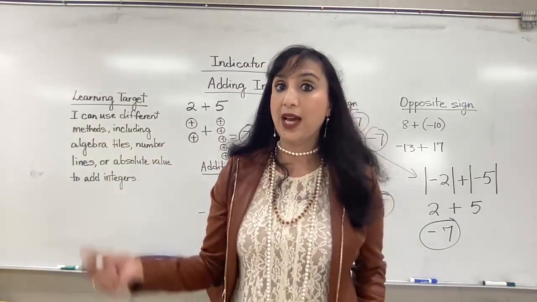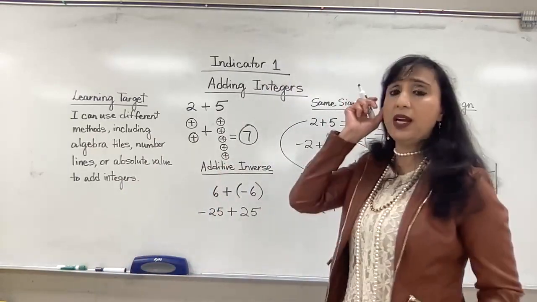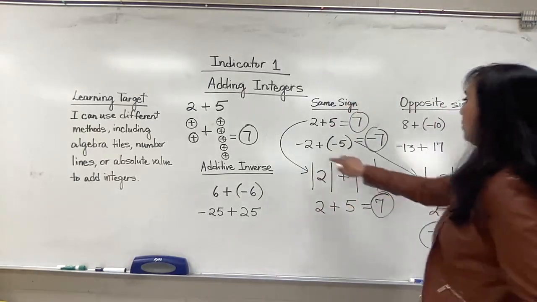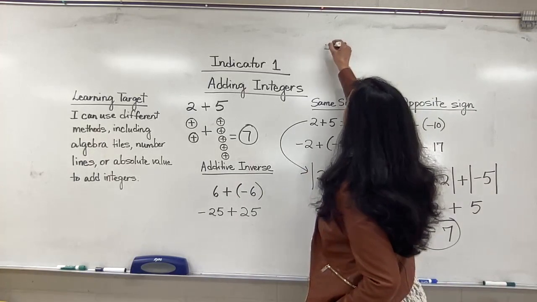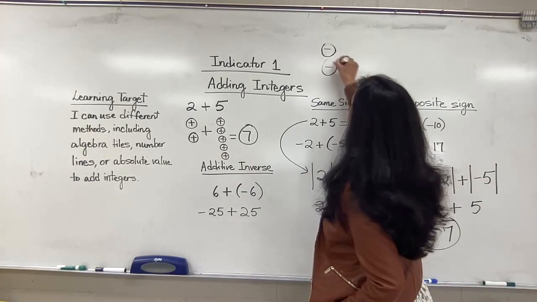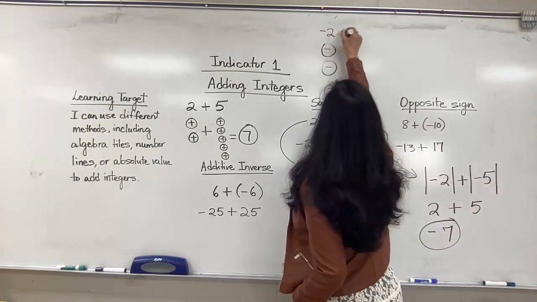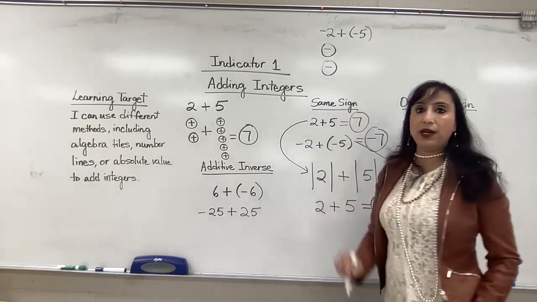All right. So that's using algebra tiles. The same one, if I'm going to use with the negative integers, which is here. So using algebra tiles, I have one negative and I have a second negative. This one we are doing -2 plus -5. That's basically what we're doing.